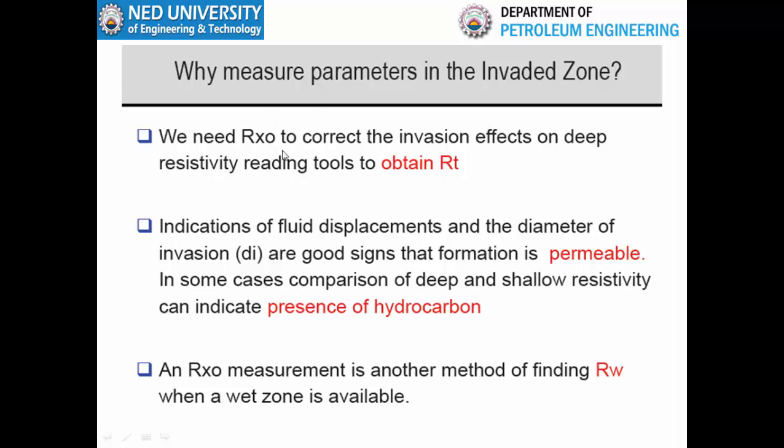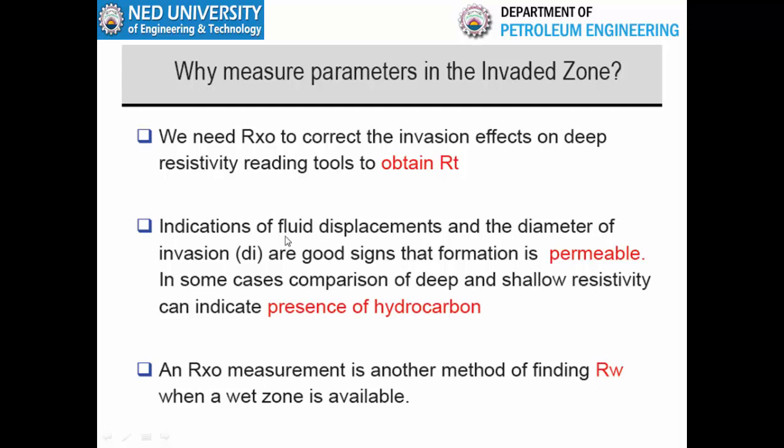So basically we need RXO to correct the invasion effects on the deep resistivity reading tool to obtain RT. Indications of fluid displacement and the diameter of invasion are a good sign that the formation is permeable. In some cases, comparison of deep and shallow resistivity can indicate presence of hydrocarbon. And RXO measurement is another method for finding RW when a wet zone is available. So these are the important things.